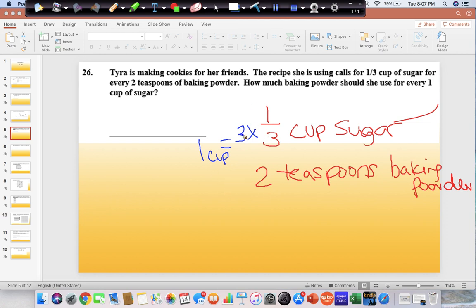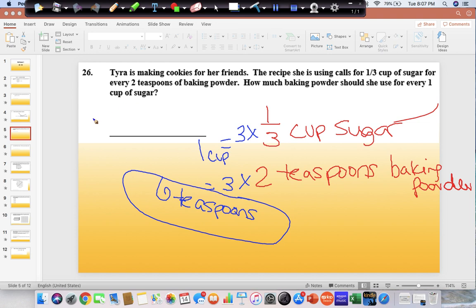All right, so we multiply times 3 to get 1 cup, so therefore we would multiply the 2 teaspoons times 3, and that would give us 6 teaspoons. And that's our answer. 6 teaspoons of baking powder.